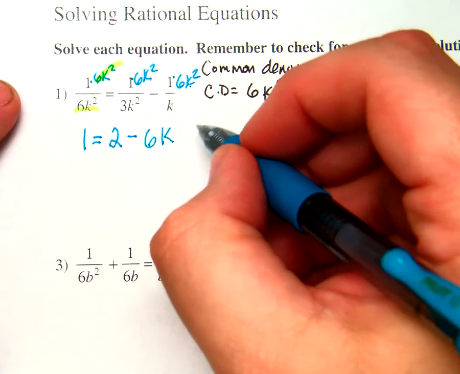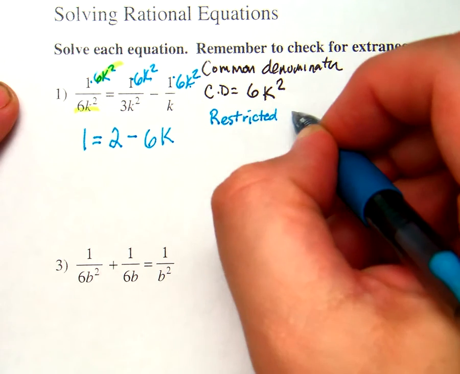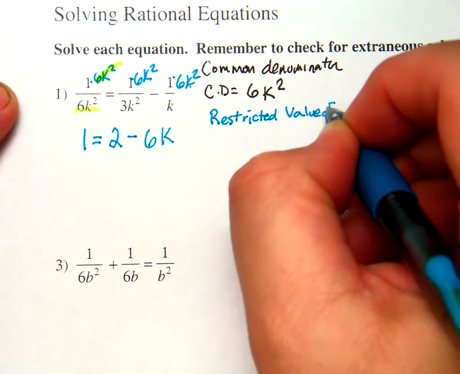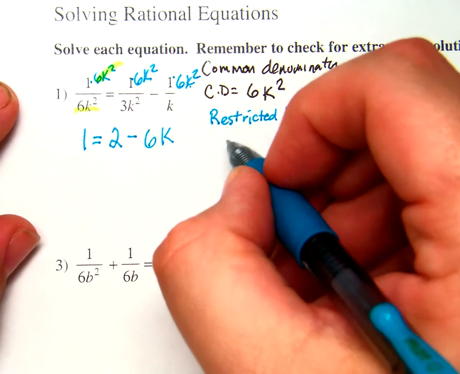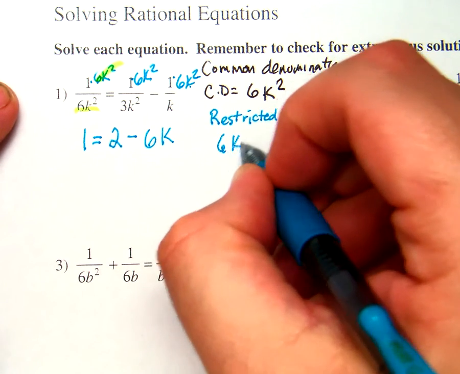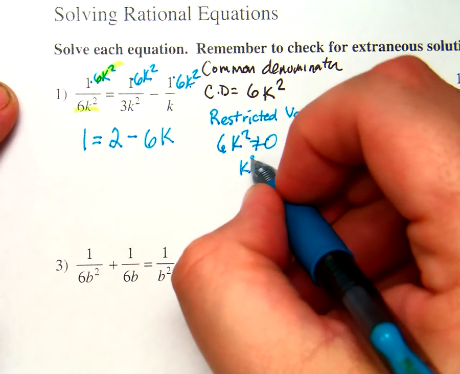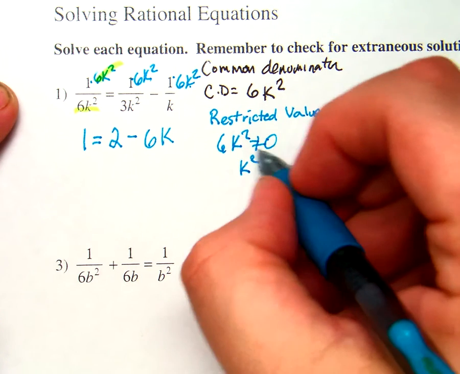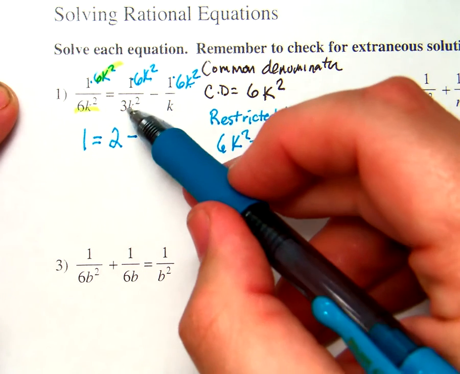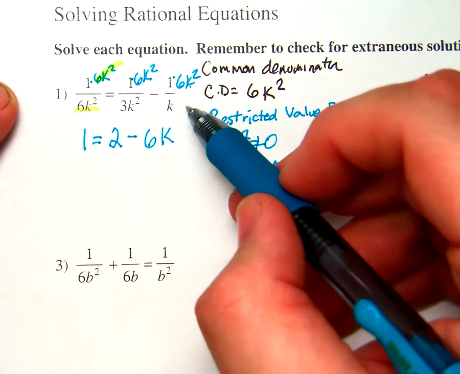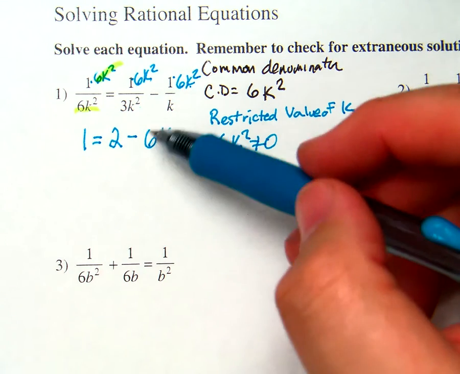Now, what's the restricted value? Take, for example, 6k squared. That can't be equal to 0. So k squared cannot be equal to 0. So you divide by 6, you get 0. So k can't be equal to 0. Would 0 mess this one up? And this one? All right, so k can't be equal to 0. So that's my restricted value. If I find out the solution's equal to 0, we're out of luck.